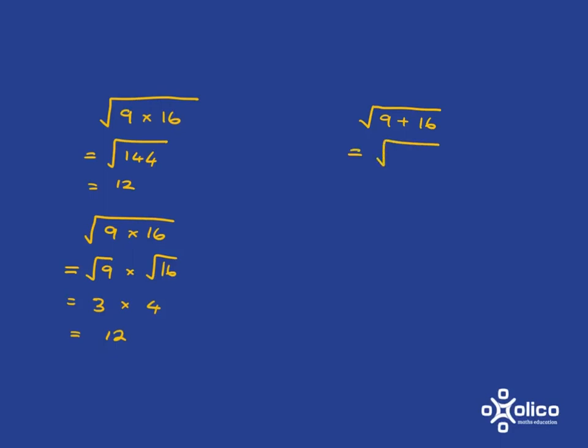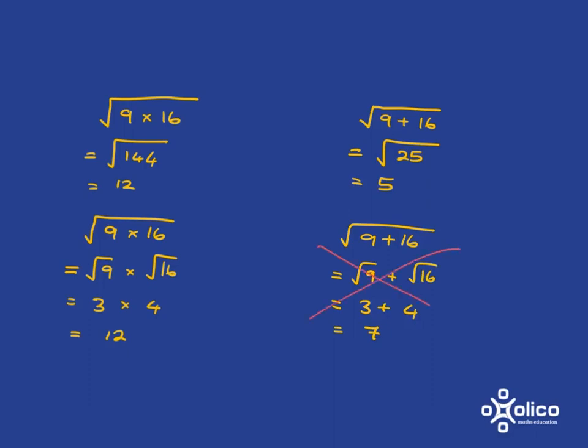Now have a look here at what happens with addition. Here we're talking about the square root of 9 plus 16, which is 25. So the answer here is 5. Now, let's have a look. Can we do the same story of just nicely splitting up? So can we say that this is the square root of 9 plus the square root of 16, which is 3 plus 4, and we get the answer of 7? Can you see you are not allowed to do that? With addition, you can't just split it up.